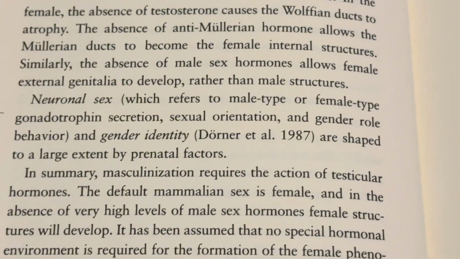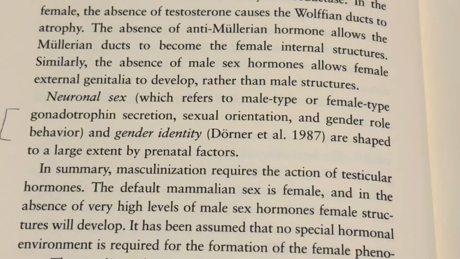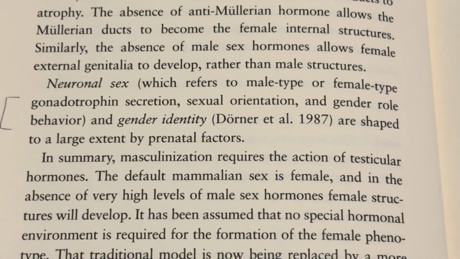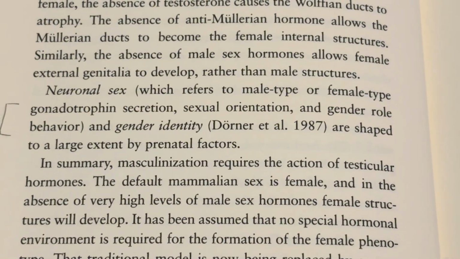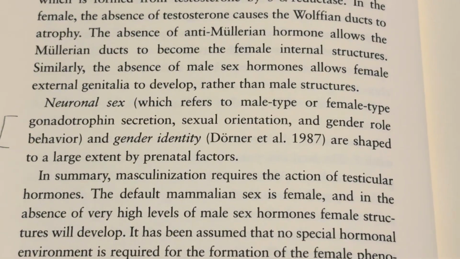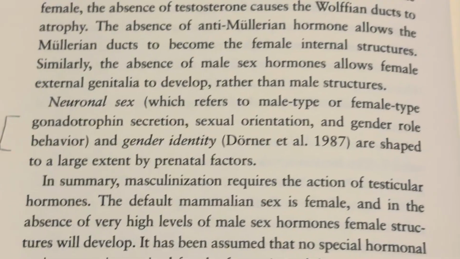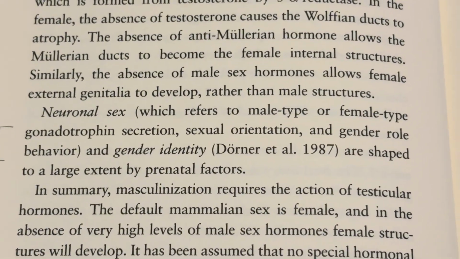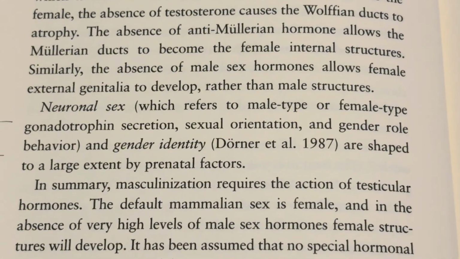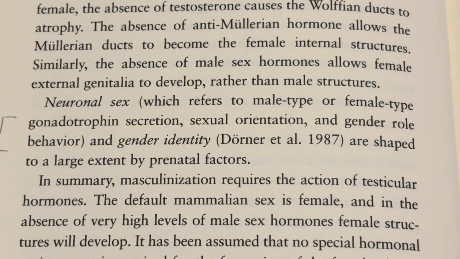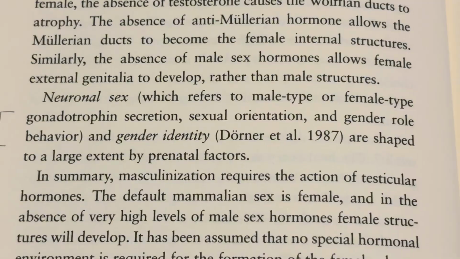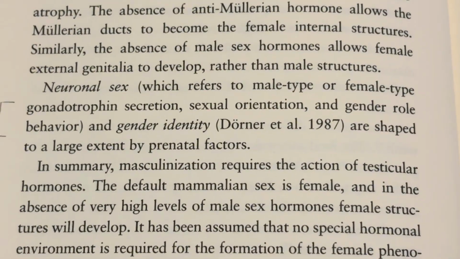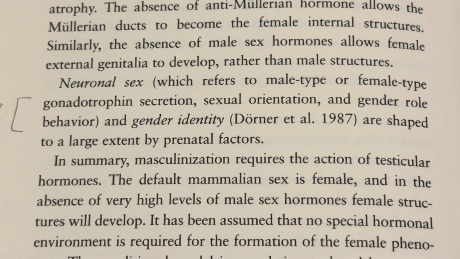Neuronal sex, which refers to male type or female type gonadotrophin secretion, sexual orientation, gender role behavior, and gender identity, are shaped to a large extent by prenatal factors. Let us read this again, brothers and sisters. Neuronal sex, which refers to male type or female type gonadotrophin secretion, sexual orientation and gender role behavior, and gender identity are shaped to a large extent by prenatal factors.